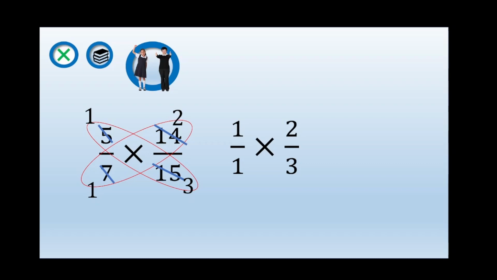Have a bit of a tidy up. Not worrying about the fact it says 1/1, just not stressing about that at all. And then simple fraction multiplication, 1 times 2 is 2, 1 times 3 is 3. I end up with 2/3. That's what 5/7 times 14/15 is. Oh my goodness, seems awful, but didn't we make it easy?